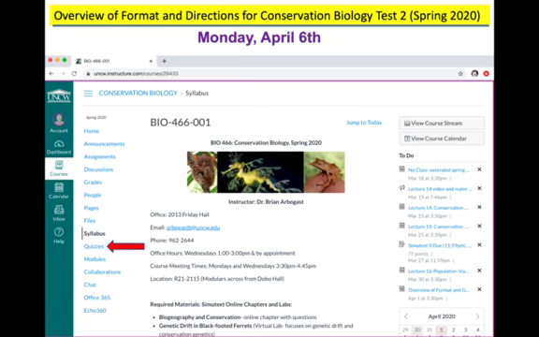Now, you won't see any quizzes until I publish it, and you probably won't see any quizzes until the start time on April 6th for the test 2. So if you go there now, you're not going to see anything, or at most you might see a title for the quiz, but you won't see the quiz itself until the start time, which I'll go over in just a minute. But that's how you get to the quizzes, or in this case, the test, which is your test 2.